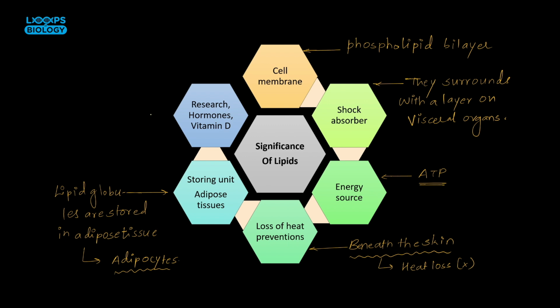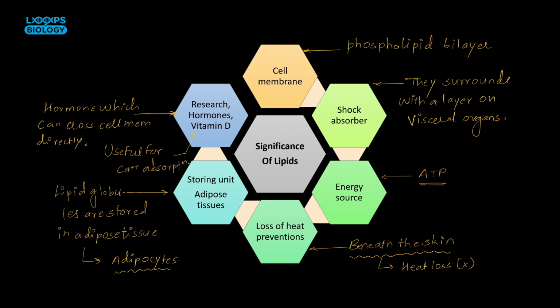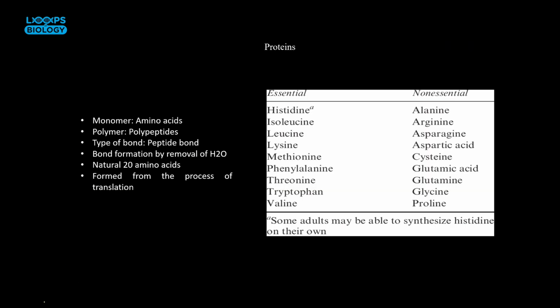Then they are used in the body as hormones. The hormones which can cross the cell membrane directly are basically made up of lipids only. That is nothing but your sterol components, and there is also the presence of vitamin D, which is useful for calcium ion absorption. This is nothing but the significance of lipids.